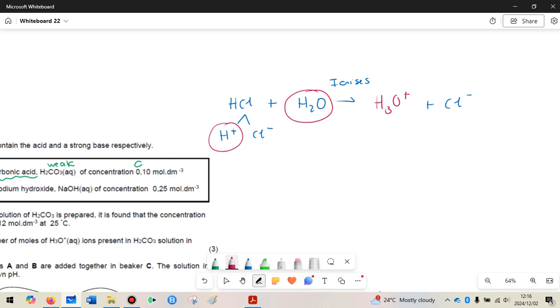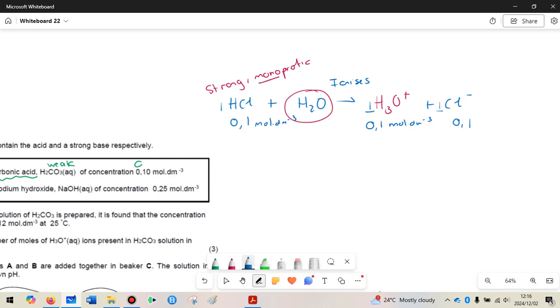So this is a strong acid, and it is also monoprotic. Now, what does that mean? Mono meaning one. It means that when my acid breaks up, first of all, it breaks up or ionizes completely. So if I tell you, for example, the concentration of the acid is 0.1 mole per decimeter cubed, then the concentration of the hydronium would also be 0.1 mole per decimeter cubed, and the concentration of the chloride would also be 0.1 because it's all a 1 to 1 to 1 ratio.